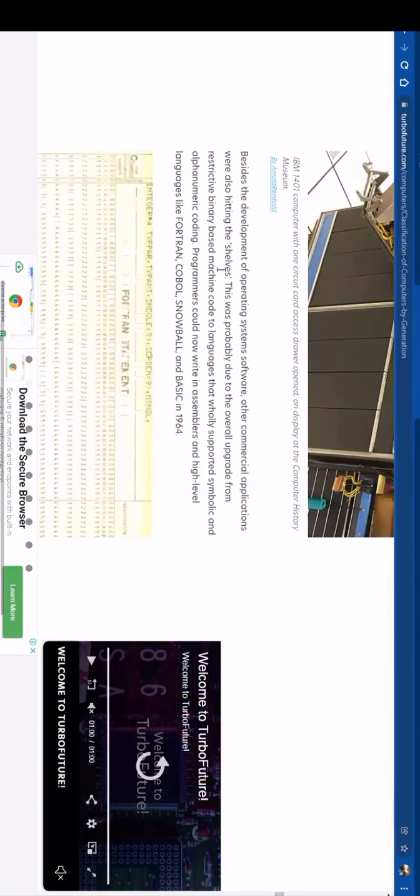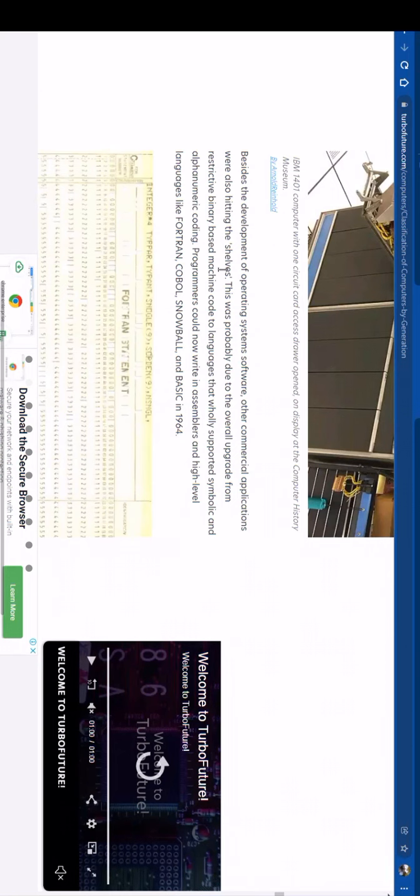म्हणजे सेकंड जनरेशन मध्ये ऑपरेटिंग सिस्टम केम इनटू एक्झिस्टन्स. This was probably due to the overall upgrade from restrictive binary-based machine coding language to the language which is supported by symbols and alphanumeric coding. यात कुठली लँग्वेज आली? न्यूमॉनिक कोड्स किंवा असेंबली लँग्वेज.